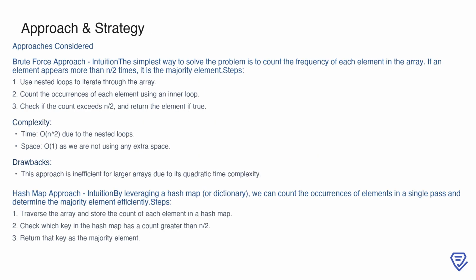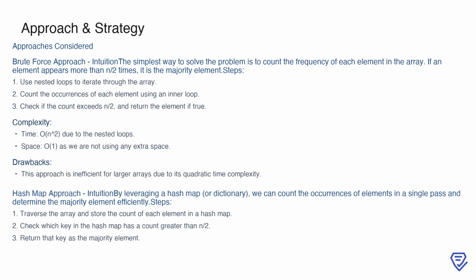To solve the majority element problem, we can consider several approaches. The first is the brute force method. Here, the intuition is straightforward. We count the frequency of each element in the array and determine if any element appears more than n/2 times. To implement this, we use nested loops, where the outer loop picks each element, and the inner loop counts its occurrences. If any element's count exceeds n/2, we return it as the majority element.